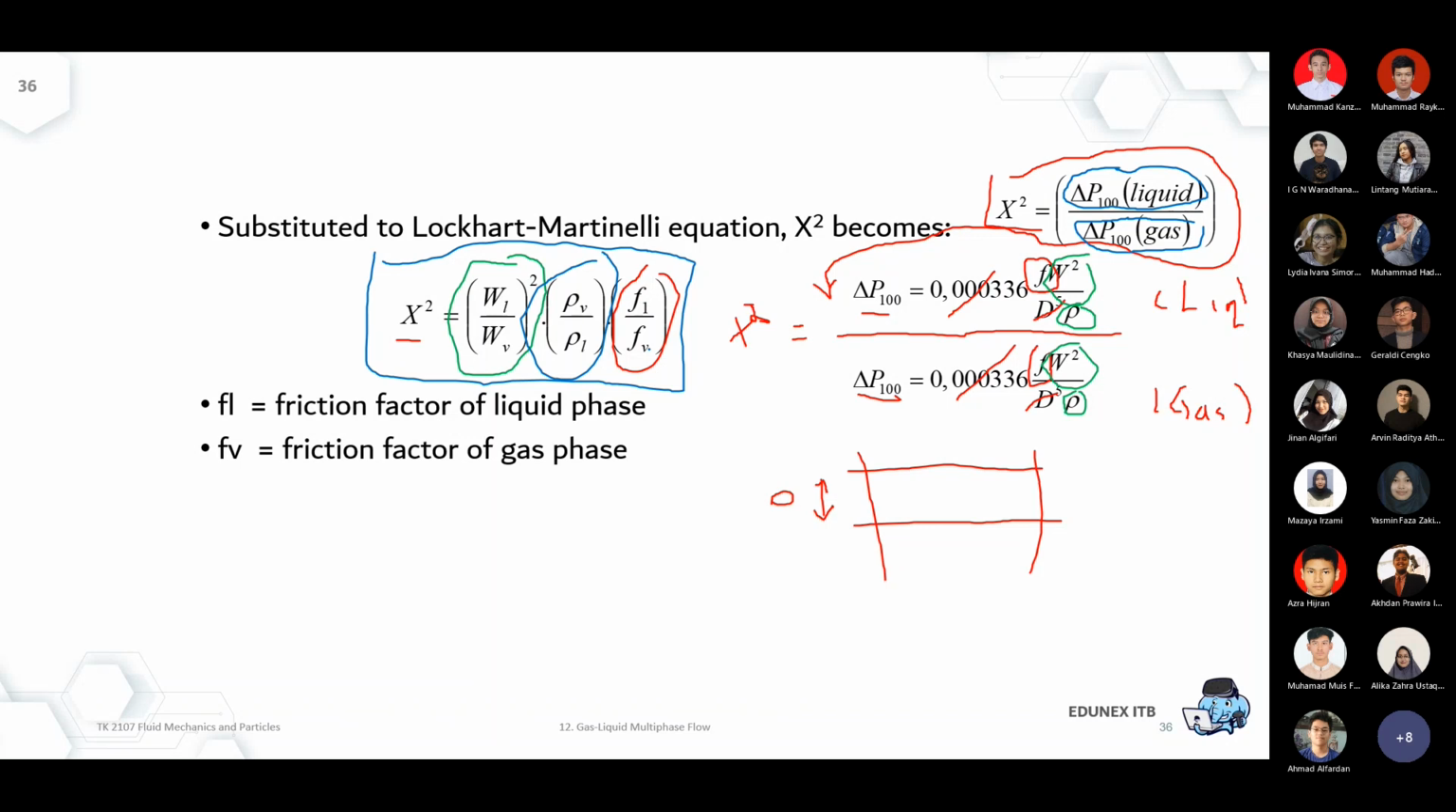Okay, I'll stop the explanation first here. Any question? Which part is confusing or has to be re-explained?